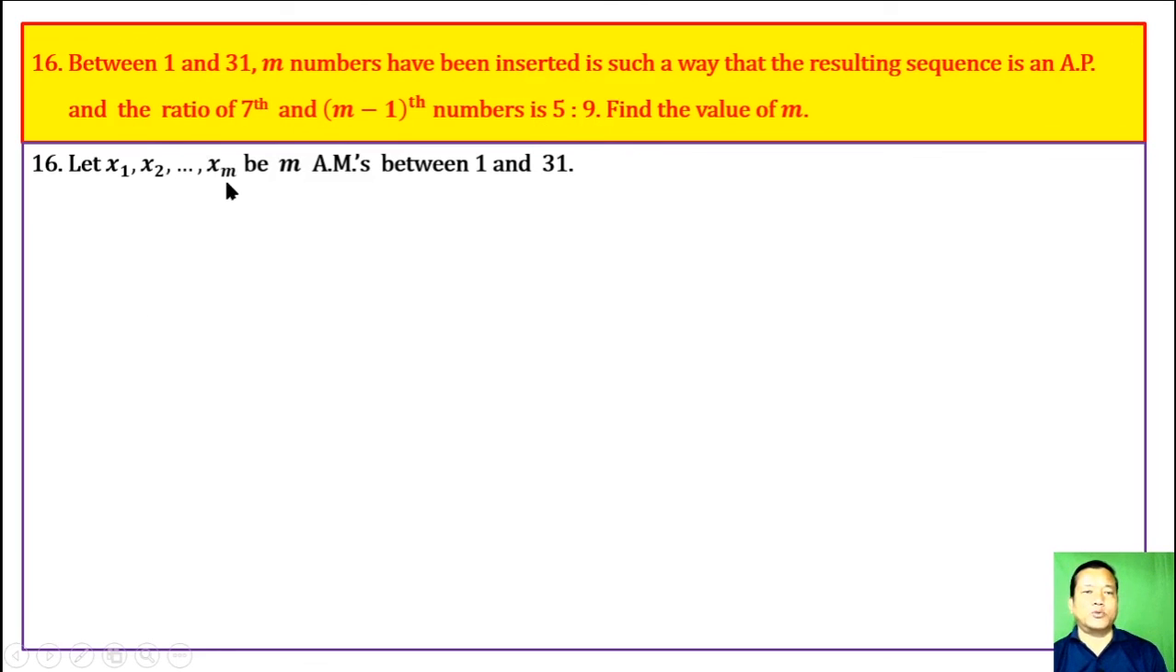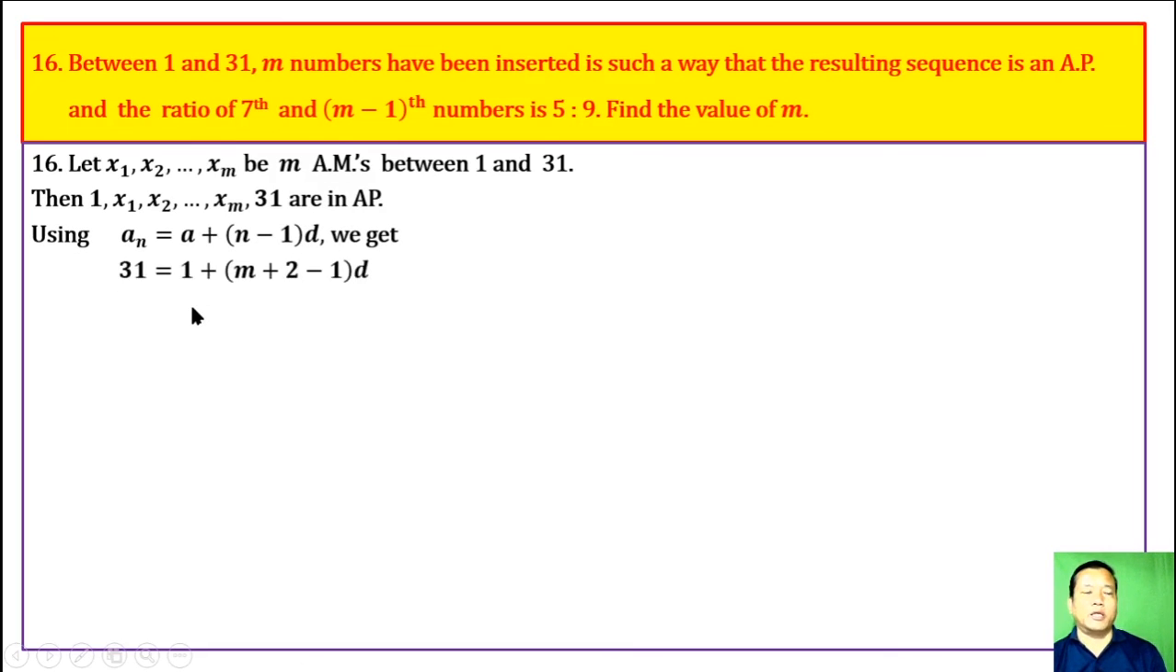Let x1, x2, ..., xm be m AMs between 1 and 31. Then 1, x1, x2, ..., xm, 31 are in AP. Using an = a + (n - 1)d, we get an is 31, a is 1, n is m + 2, since there are m numbers between these two numbers. Therefore, 31 = 1 + (m + 2 - 1)d, from which we solve d = 30/(m + 1).